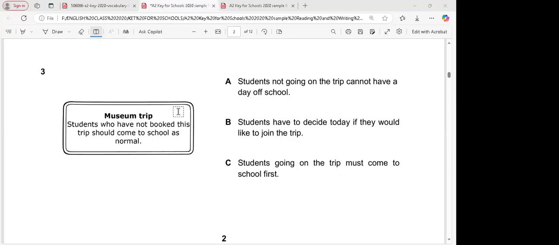Once again, museum trip. Students who have not booked this trip should come to school as normal. Students not going on the trip cannot have a day off school. Students have to decide today if they would like to join the trip. Students going on the trip must come to school first. What is the message trying to say? A, B, or C?